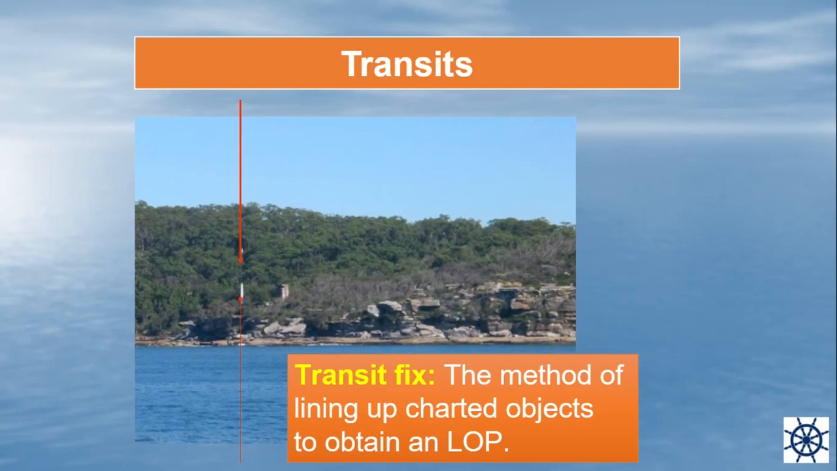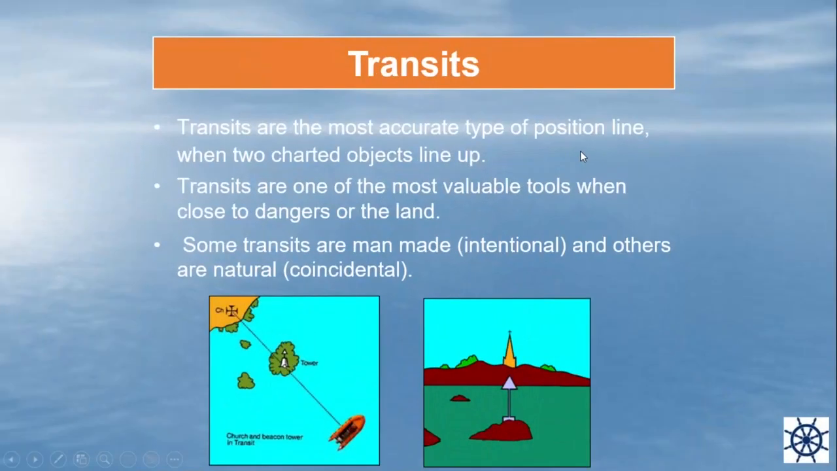Ano? And also, sometimes it was charted on the chart, no? Yung ating leading line. Okay, so ayan. Transits are the most accurate type of position line. When two charted objects line up, no, naka-line up, transits are one of the most valuable tools when close to danger or to the land. Okay. Some transits are man-made, intentional, and others are natural, incidental. No?